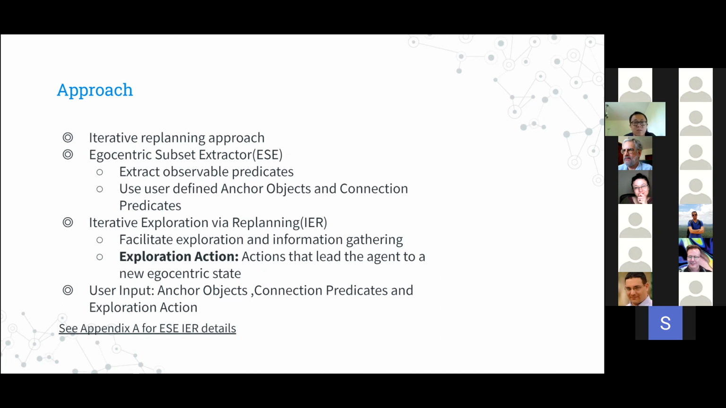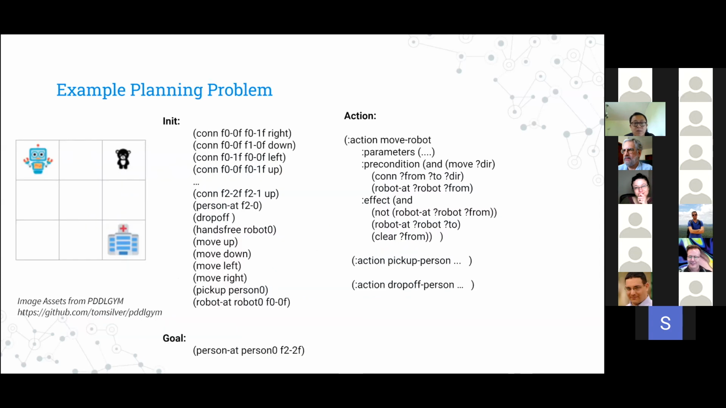We'll demonstrate our approach with a toy search and rescue example. The goal of this problem is for a robot to search and pick up a person and carry that person to a hospital. The problem has objects such as location, person, robot, etc. And the actions are move the robot, pick up the person, and drop off the person. And the goal is to carry the person to the location of the hospital.